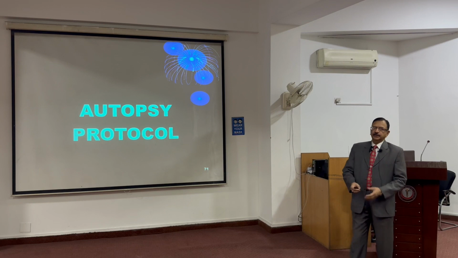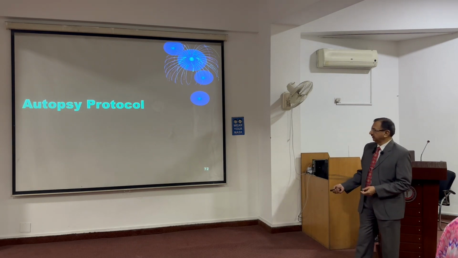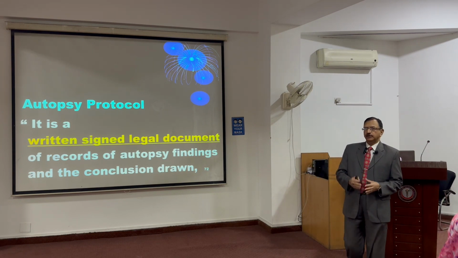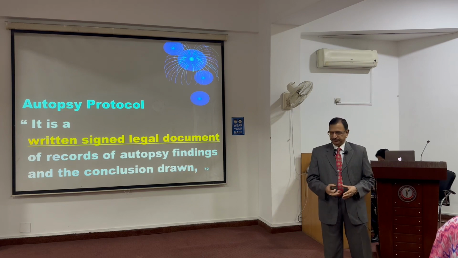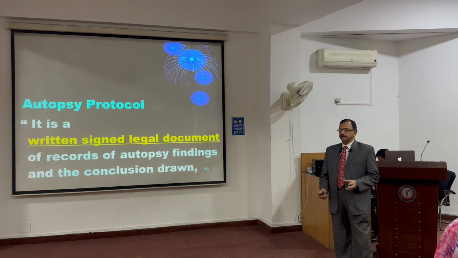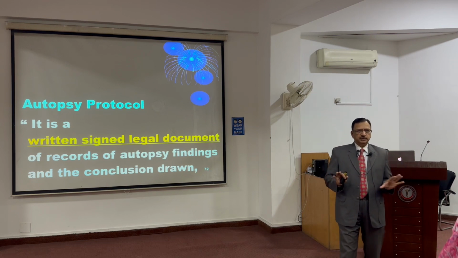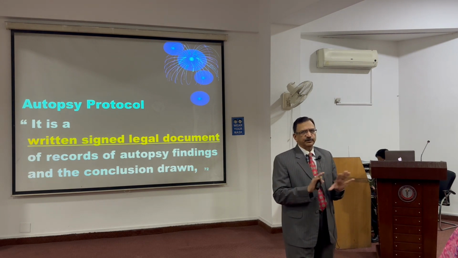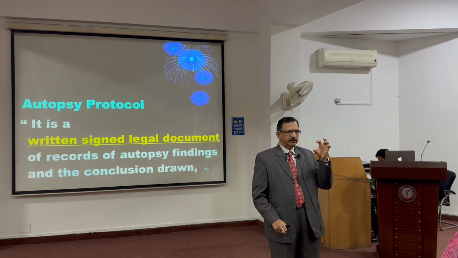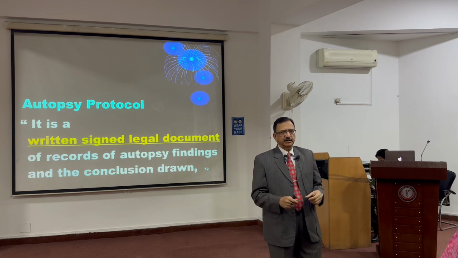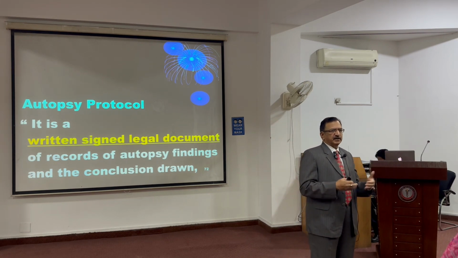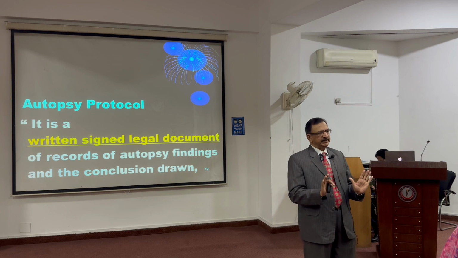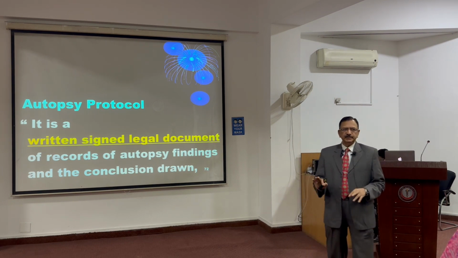Now the autopsy protocol. It's a written, signed document containing all the findings and observations of the autopsy and the conclusion drawn. The police don't understand what we have written in 4 pages. There are details of the injuries, but they will not study them. They are only concerned with the conclusion. What conclusion did you draw? The injury stated above is caused by firearms and the cause of death is damage to the heart. For them that much is enough. So they are concerned with the conclusion.